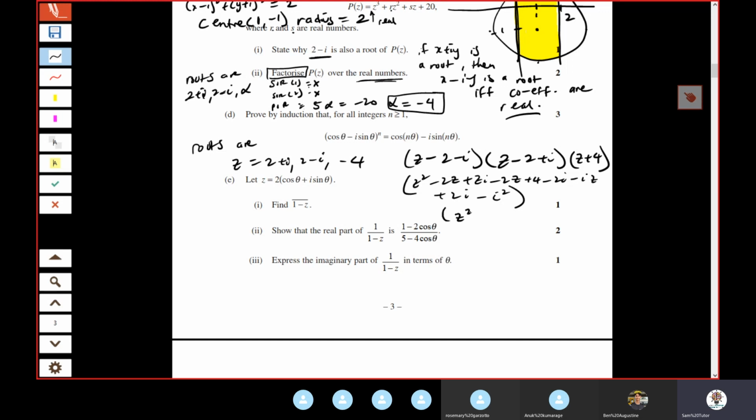And then, if I've done it right, z squared minus 4z. zi minus zi cancels out. Minus 2i plus 2i cancels out. And I'm left with 4 plus 1, which is 5. And then z plus 4. There you go. You just factorized this particular polynomial over the real field. And that's how that would look.